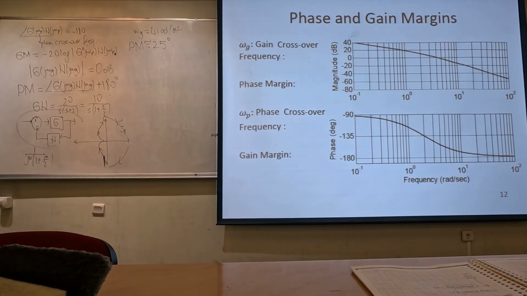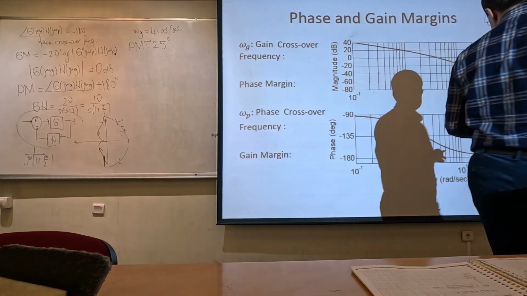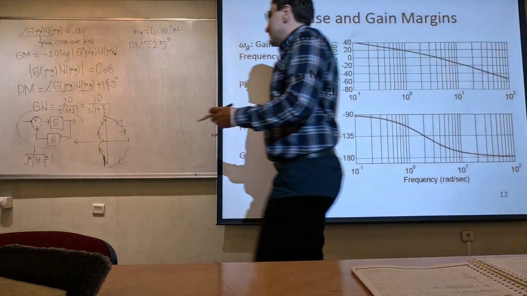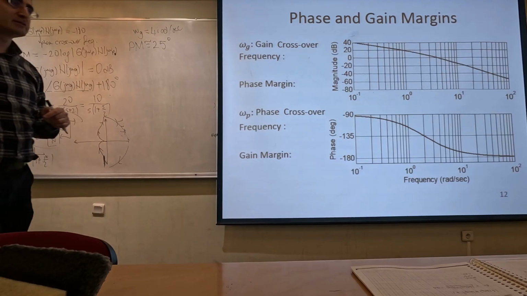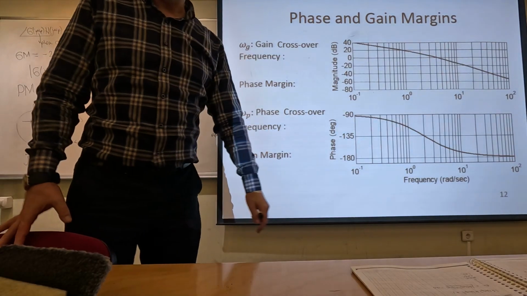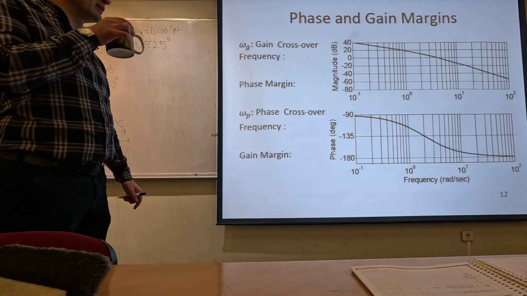It is positive. So that's good for our closed loop system. This means that the closed loop system is actually stable. So now let us look at the phase crossover frequency. Phase crossover frequency is where phase crosses minus 180 degrees. Where does the phase cross minus 180 degrees?